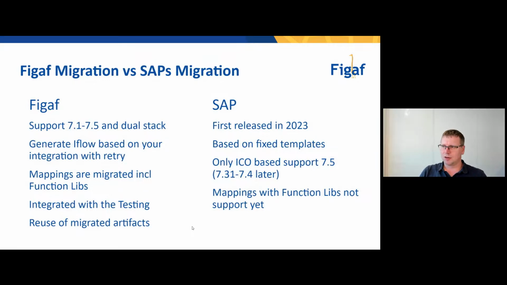If we just look at some of the differences, we support 7.1 to 7.5. We support dual stack migration, so receiver or classical receiver determinations. SAP only supports 7.5 and only ICOs, and I think they have a roadmap item to add 7.31 and 7.4 to the mix, but only the ICOs. They're based on fixed templates. We use CGI, computer generated iFlows, that allows us to create iFlows that follow your scenarios. We have the function libraries, we have integrated with the testing, and we can reuse migrated artifacts.